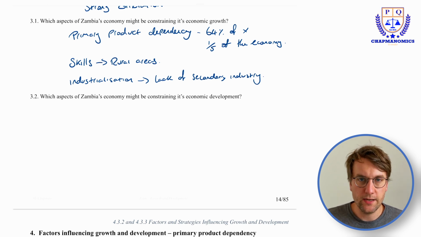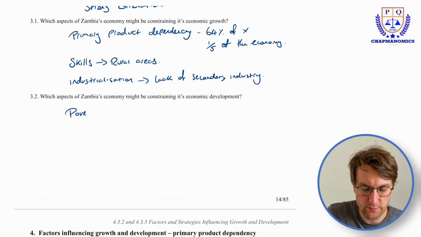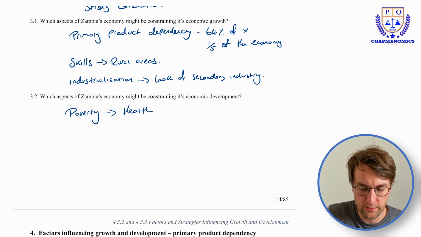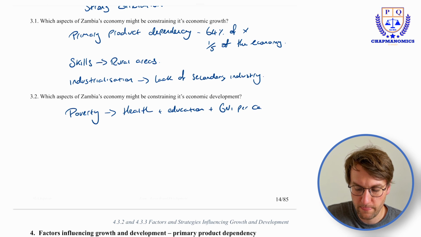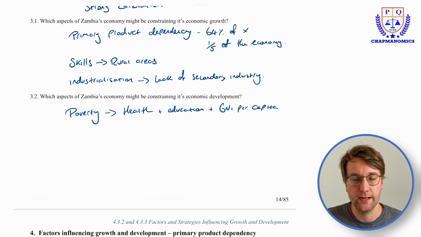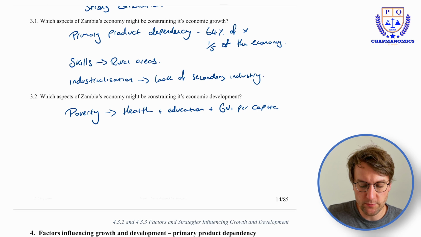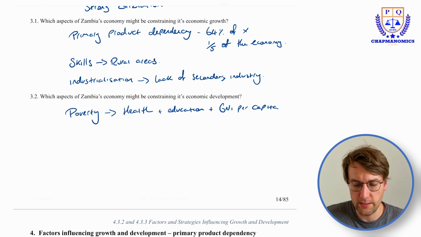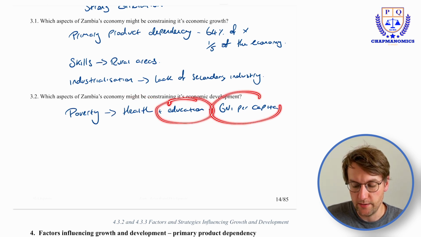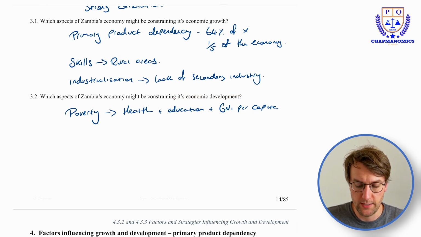In terms of their development, their economic development, well, there's high levels of poverty. Now, poverty is going to have a massive impact on health and education, as well as average incomes, which is what we're looking at kind of through GNI per capita. So poverty is going to have a massive impact on economic development through these three features. So if we think about someone who's in poverty and health, if you can't afford healthcare, you can't afford education, and then because you're in poverty, you haven't got a high level of income anyway. So poverty is going to be a real issue here.